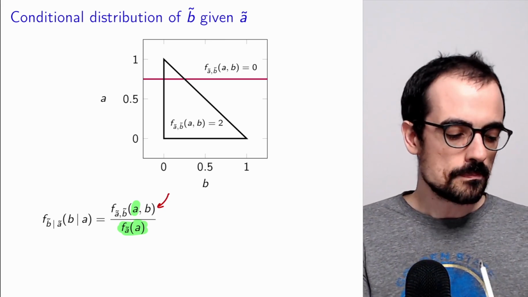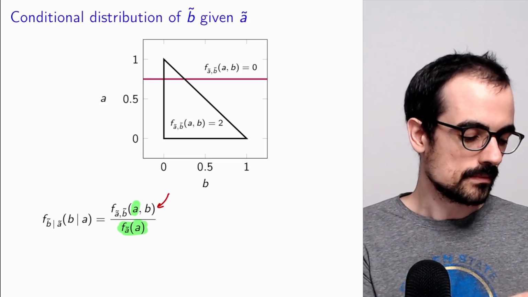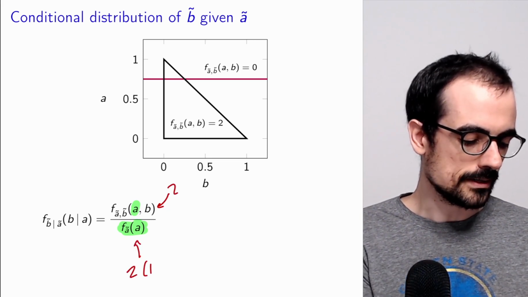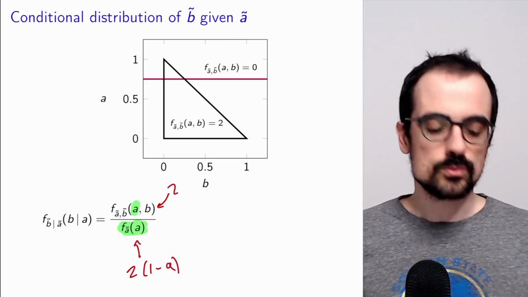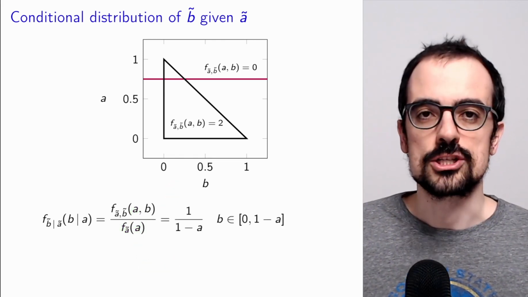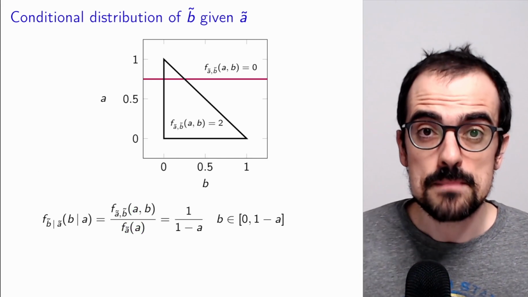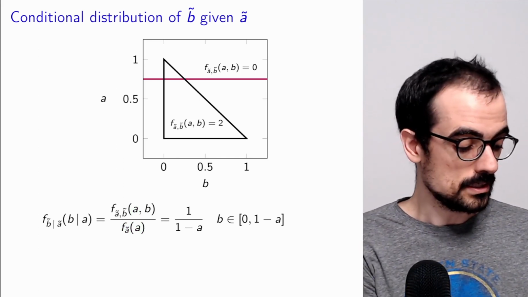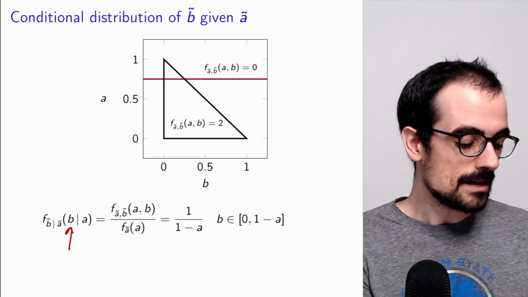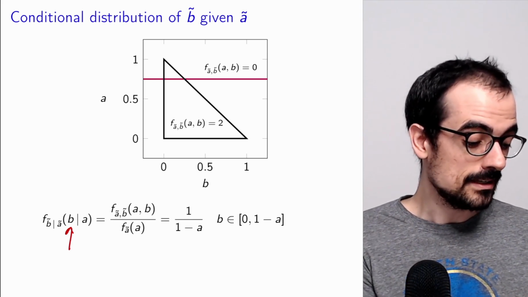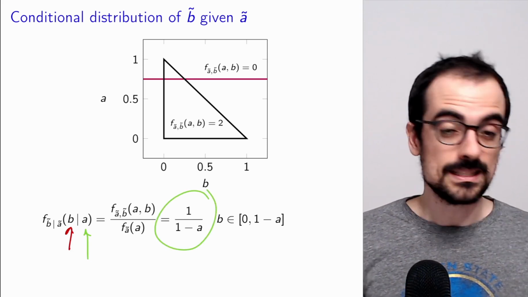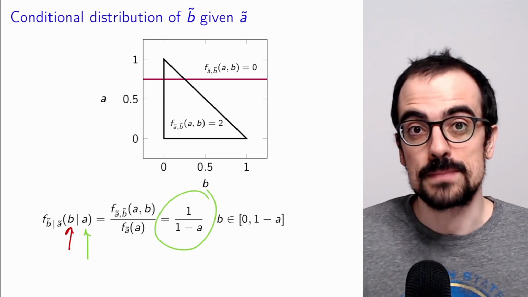So now when we plug it in up here, we're going to plug in 2, and down here we're going to plug in 2 times (1 minus A). That's the marginal that we derived. We get this expression. And here you really need to remember which one is the variable over which you're computing the density, which is B, and which value is just a parameter that is giving you a family of conditional densities, which is A, because this looks like a function, but it's actually just a constant with respect to B.